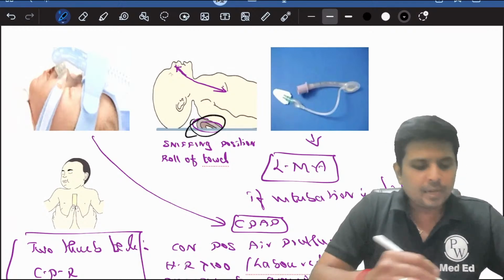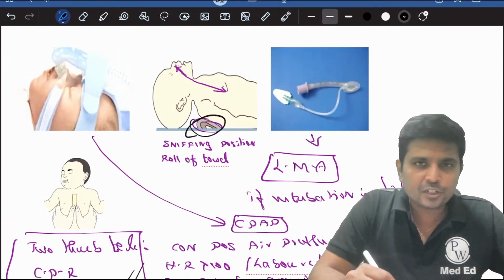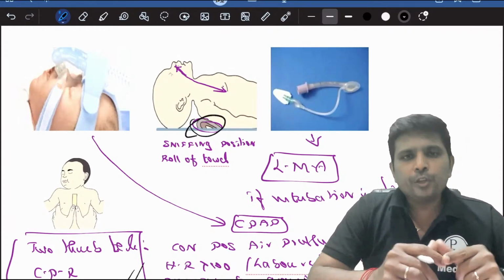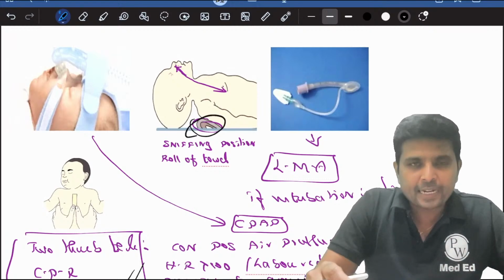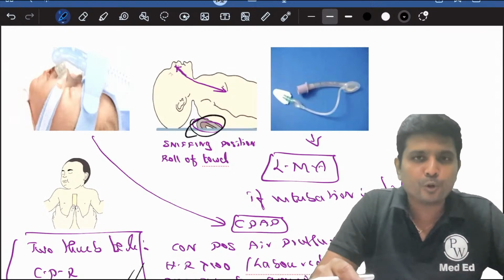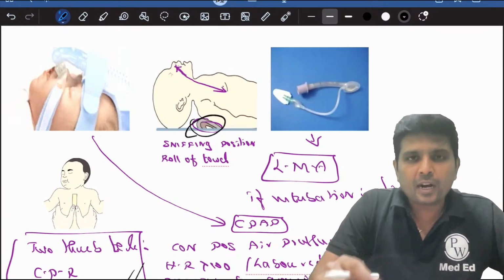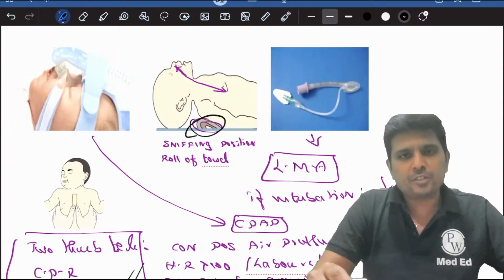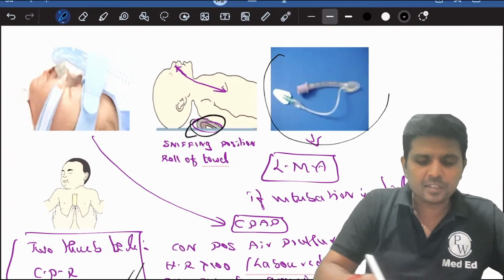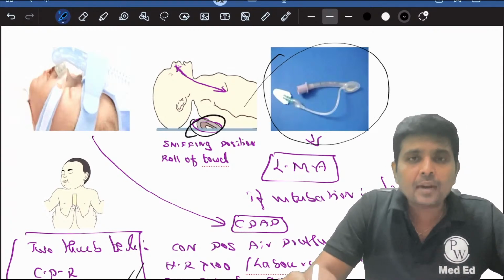Second point, what else? As far as cardiopulmonary resuscitation is concerned, what will you do? You can do either the two thumb technique or the two finger technique. Remember, the two finger technique is not at all followed now. It is the two thumb technique because it produces adequate pressure over the heart to give a cardiac massage. Third point, what is this called? This is called laryngeal mask airway.